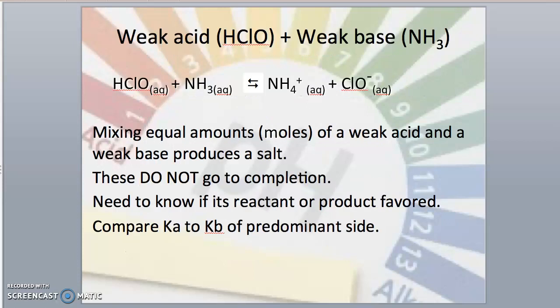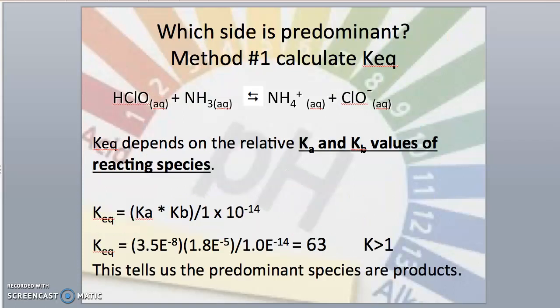When a weak acid and a weak base react, the reaction does not go to completion and an equilibrium is formed. We then need to know if this equilibrium is product favored or reactant favored, and there are two methods to determine this. We can calculate an equilibrium expression, KEQ. So this is the same K that we've been doing all along, and the little EQ just means equilibrium.